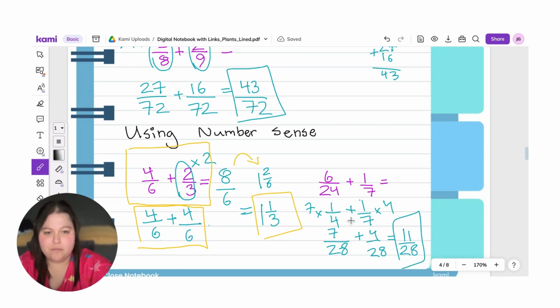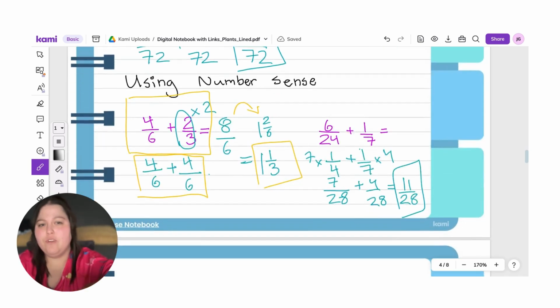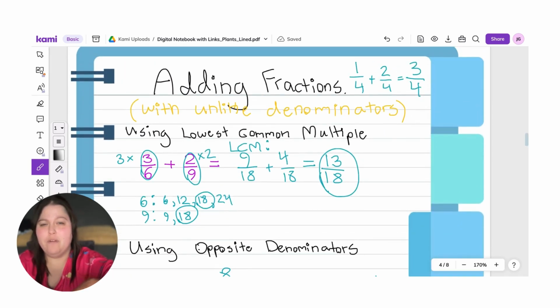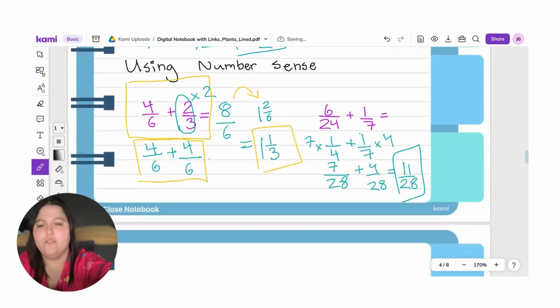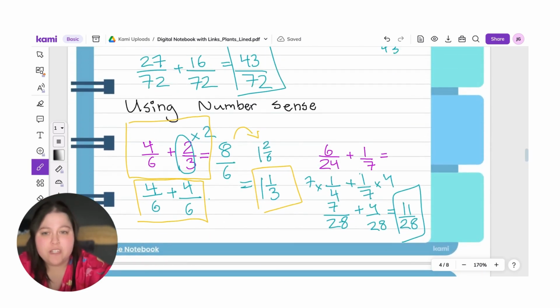Okay, so here you have 3 different ways to go about adding fractions with unlike denominators. If you have another method that you use and you are still able to get the correct answer, feel free to use it as long as you're highlighting your key steps.